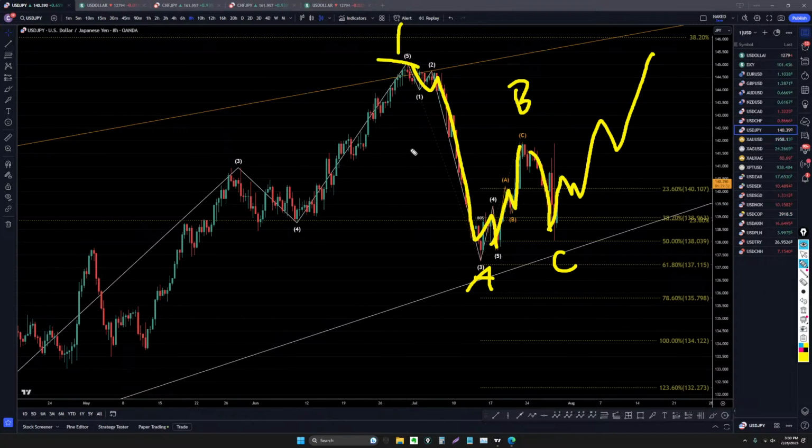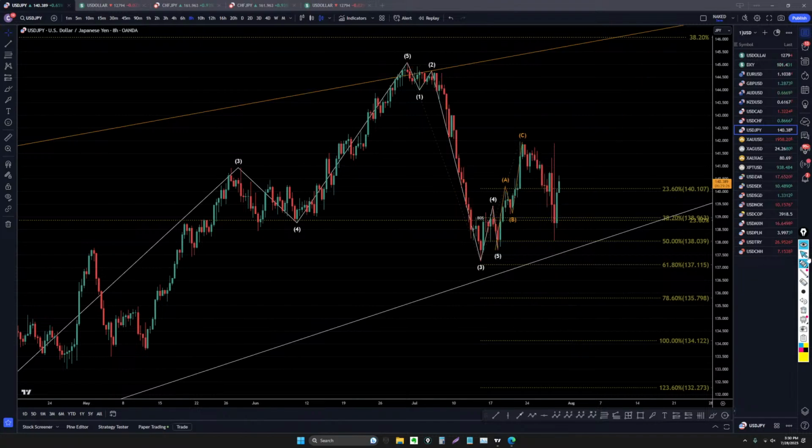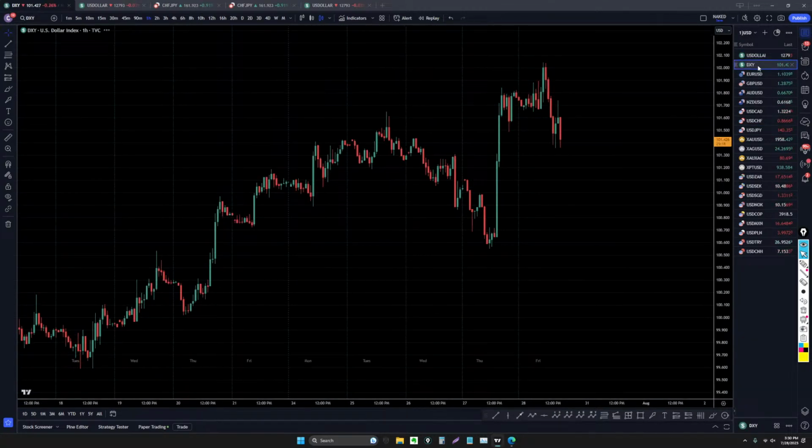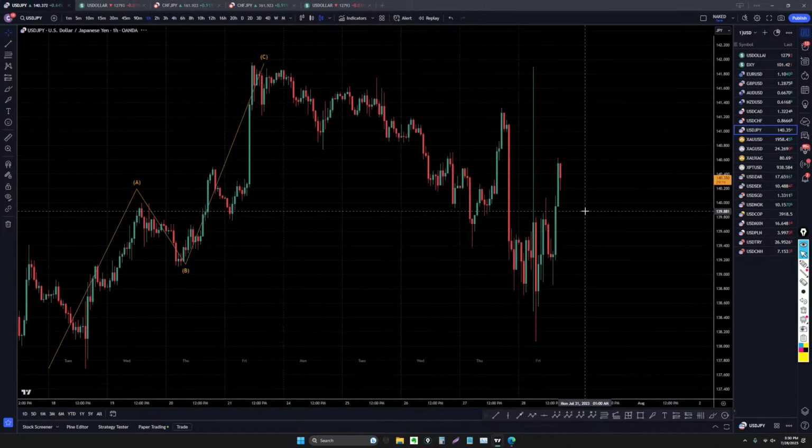I actually think this is a 1 of 5, a 2 of 5, and we're going into a wave 3 of 5 on like the weekly and monthly time frame. So if this is a wave 3 of 5, it should be a pretty strong move to the upside. It's probably going to struggle a little bit, especially if the dollar really does go down like I expected it could.